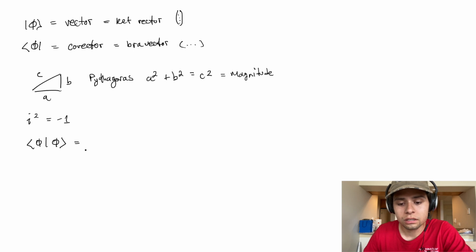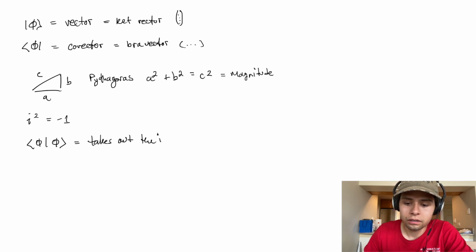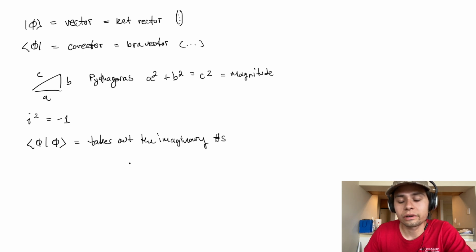This process takes out the imaginary numbers, and at the same time it's squaring, because we have this times itself. It's the same thing as squaring.